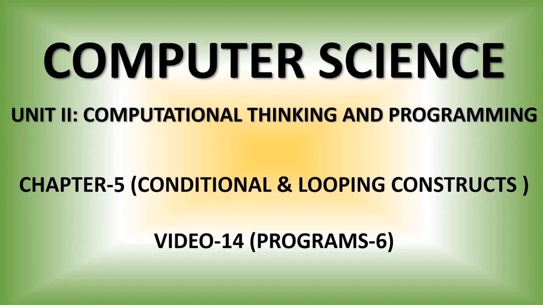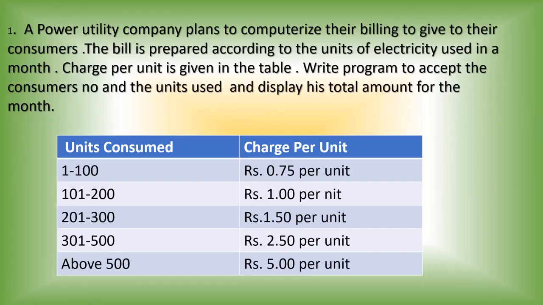Welcome all of you. See the next question. Just read this question. Here, we have to input the consumer number and the unit used, and based on the unit used, you have to calculate the total amount. Here also the condition is given there. Based on the unit used, you have to calculate the total charge. Per unit charge is given in the question.